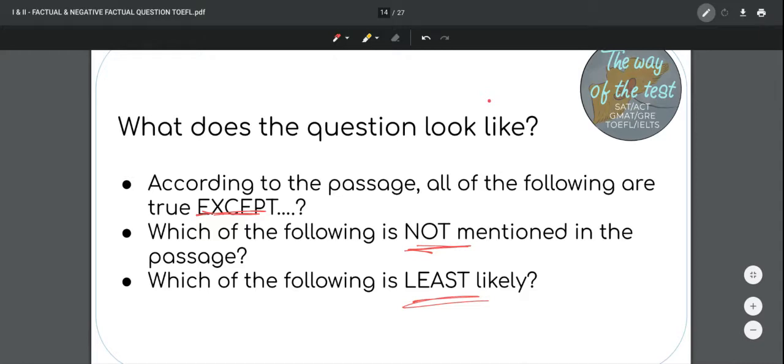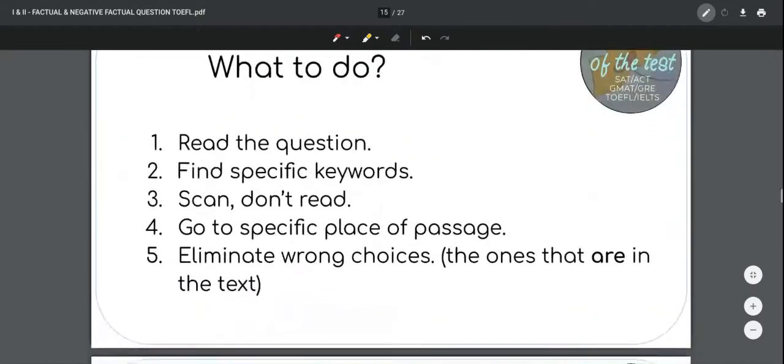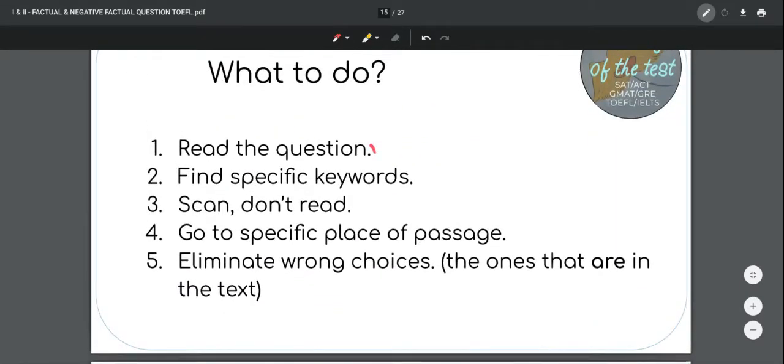So there is still a chance that you may overlook it and mistake this for a factual question, but they will try their best not to make you confuse this with a factual question. So you will always be on the lookout for the words except, not, least, etc. Okay, what do we want to do? We want to read the question first.